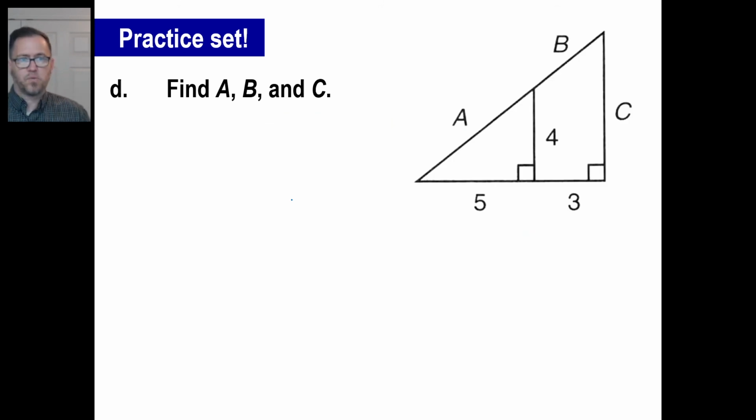Pause it. Let's try the last one, which is D. And if you struggle a little bit, come on back and let's join up and do it together. But don't forget, we're going to use Pythagorean Theorem for the smaller one to find A. We're going to use just the normal ratios to find C. Then we're going to use that square root junk to find B. So, all right, give it a whirl.